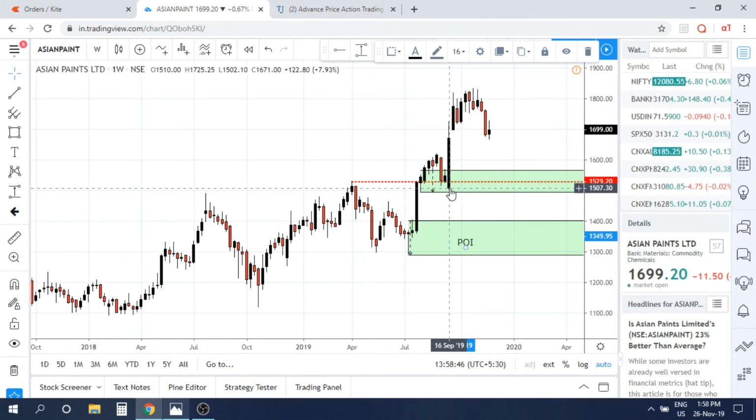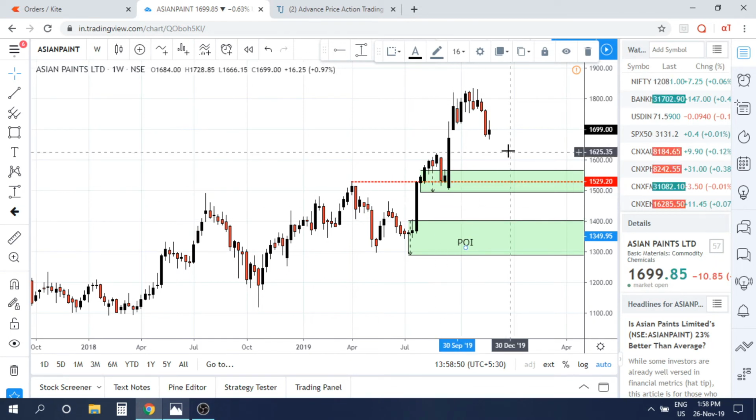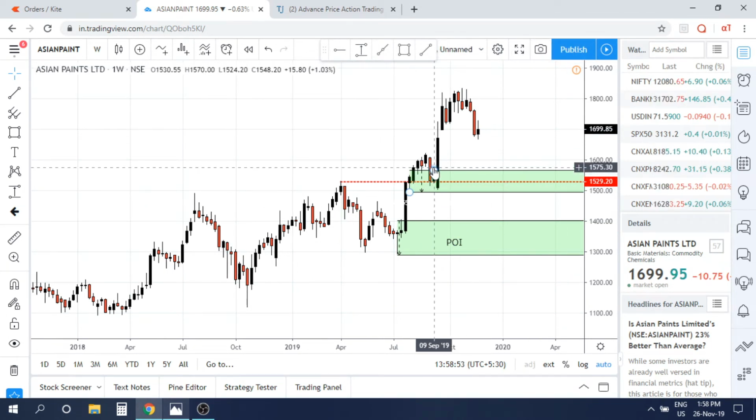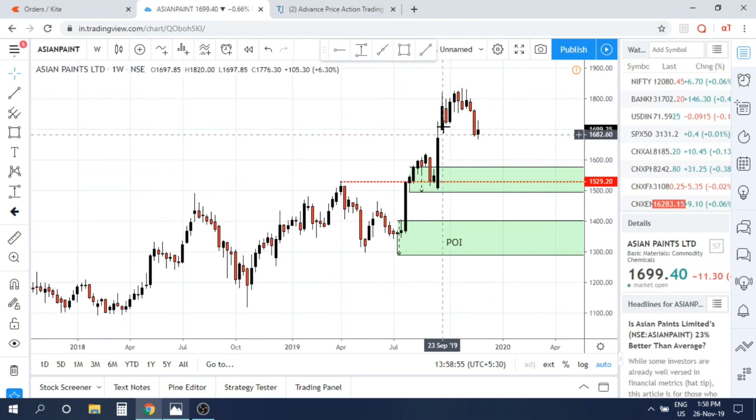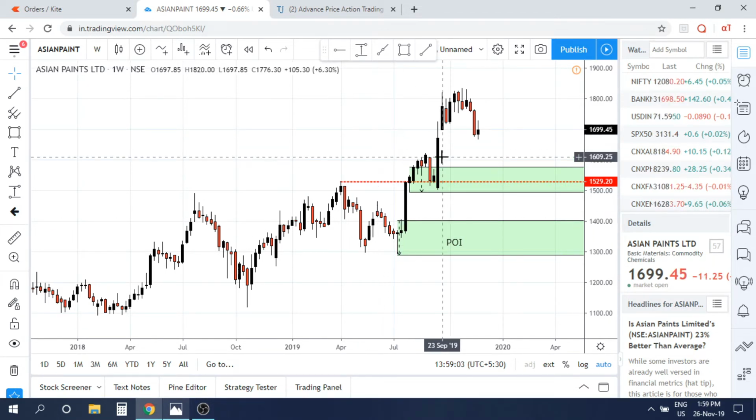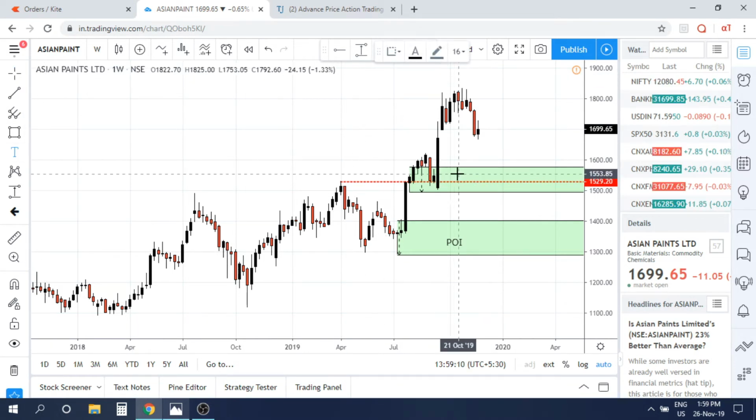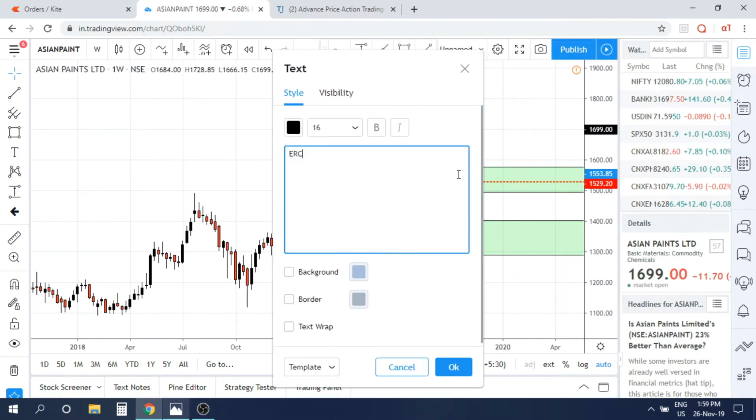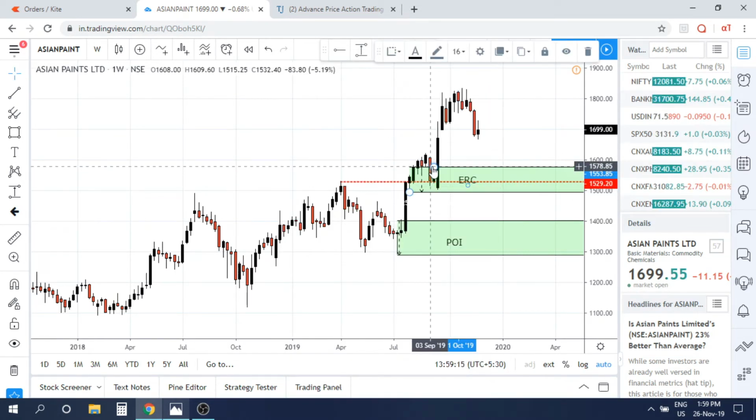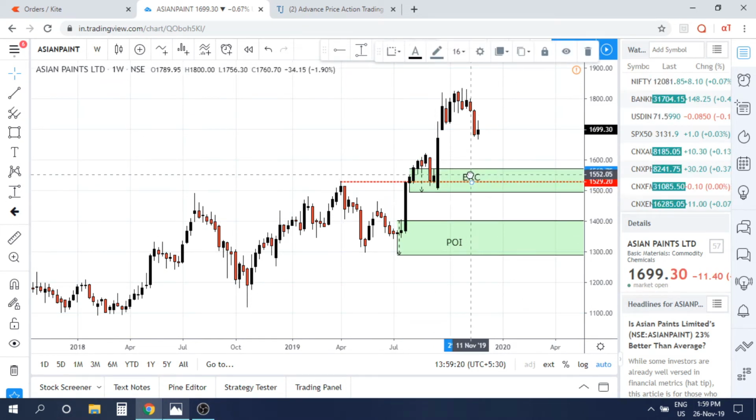If the continuation move is strong, then the ERC zone really assumes importance. And it's really good to trade such zones instead of a very weak kind of continuation. So there should be a force to continue in the same direction as the engulf. So this is the ERC, and it should be, yep, wick to wick. So this is the ERC zone.